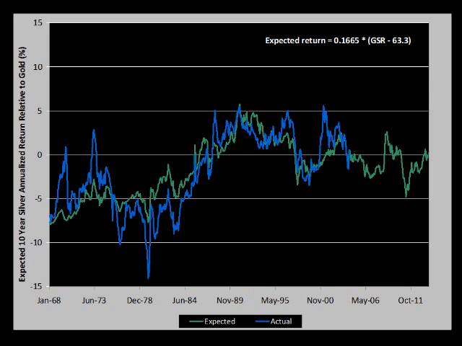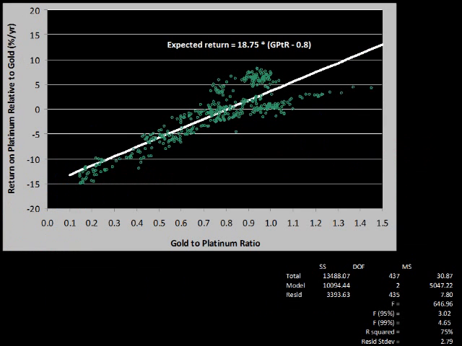So what about the other white metals? We can do exactly the same exercise with platinum now that I have enough data. Again, we can see that the annualized 10-year returns of platinum relative to gold is roughly linear in the gold to platinum ratio. The data seems to cross the y-axis at a gold to platinum ratio of 0.8.